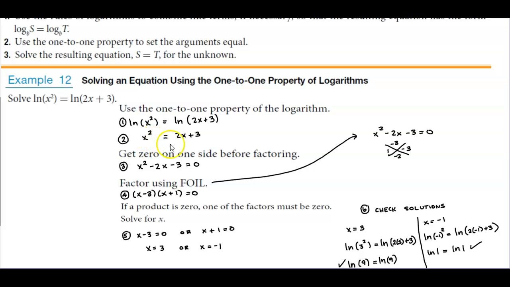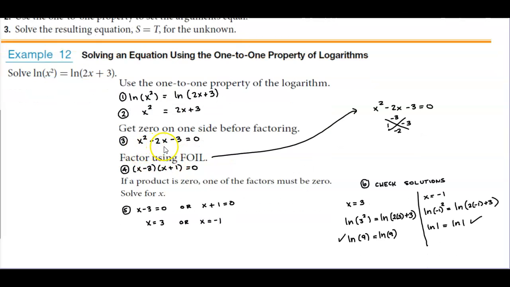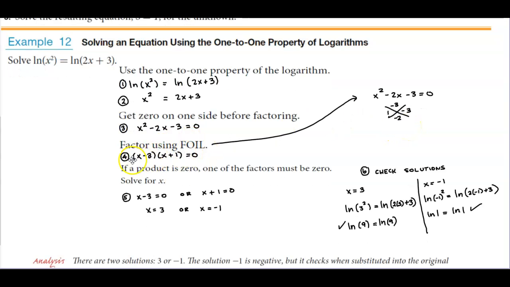Now, we have a square, and we have 2x and a plus 3. Well, we can't really solve this unless we bring all the items to one side of the equation and set it equal to 0. So to get 0 on one side before factoring, we get x squared minus 2x minus 3, which is equal to 0. And then we can factor. The two numbers that multiply to get negative 3 and add to get negative 2 would be positive 1 and negative 3. So factoring, we get x minus 3 times x plus 1, which is equal to 0.